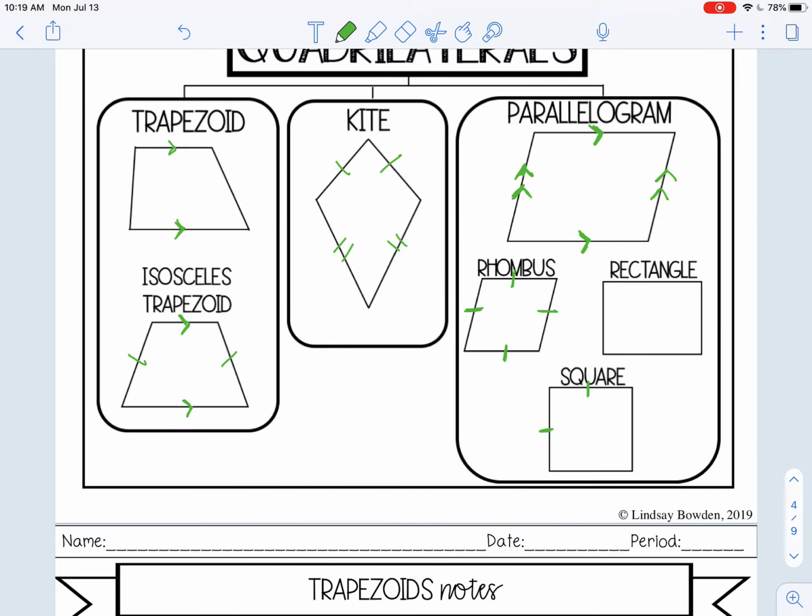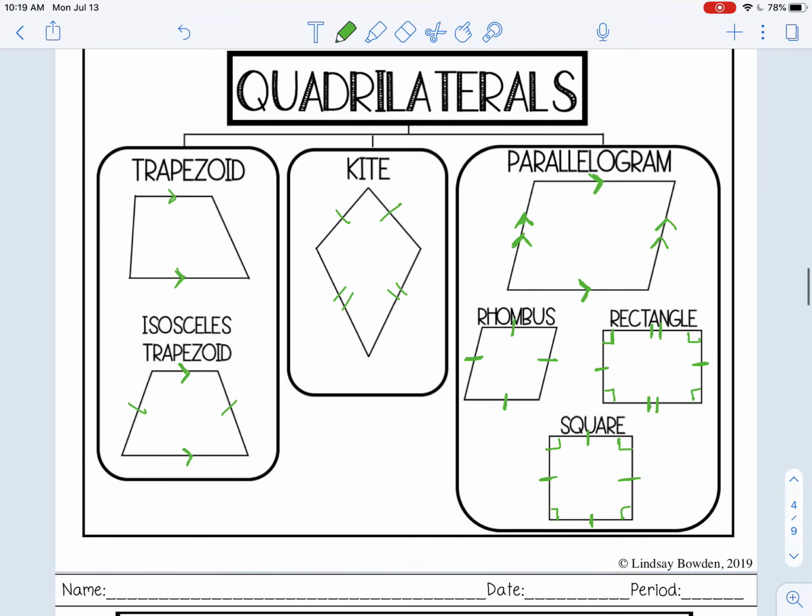Same thing with a square, all congruent sides. And then a rectangle has opposite congruent sides. And we know a rectangle has right angles. And then a square also has right angles. All right, so those are some of the properties of quadrilaterals. Let's get into the specifics of trapezoids now.